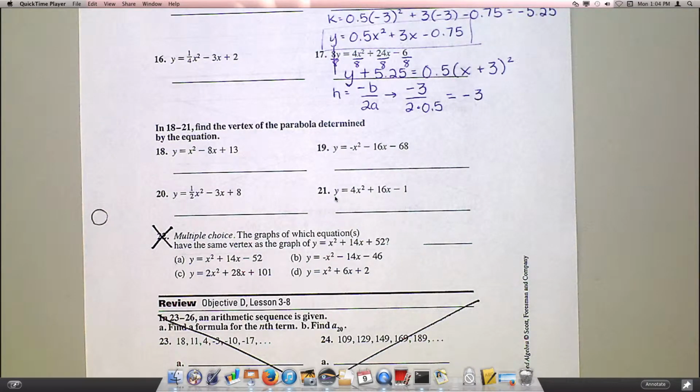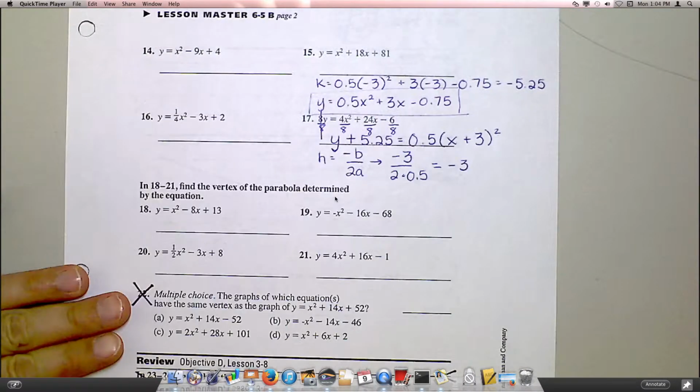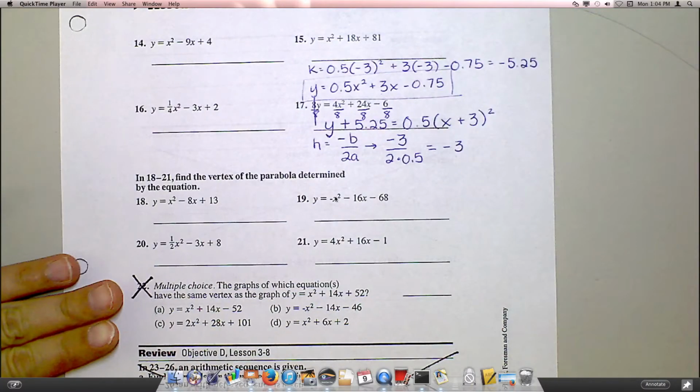Any others you think you don't know how to do? Sean? 15? Okay. And 11. Okay, x squared plus 18x plus 81. Oh, I think something weird happens in 15. I don't remember, but something weird might happen.